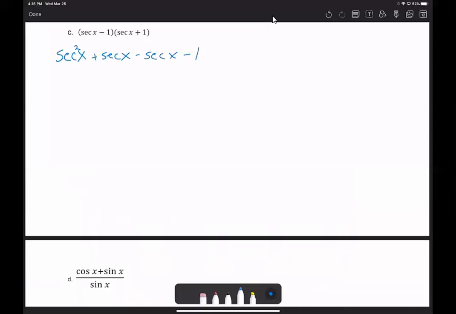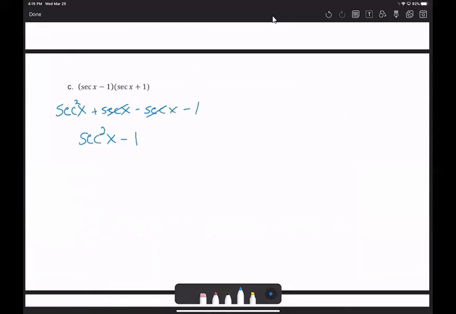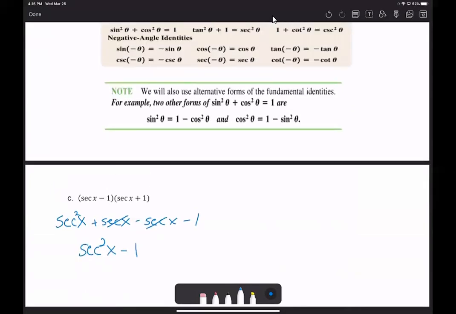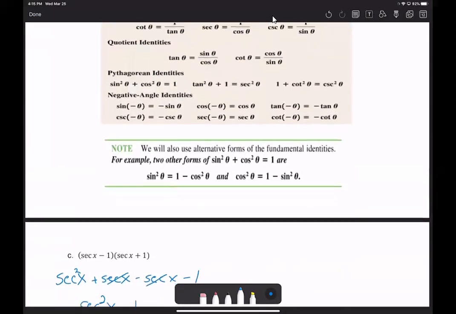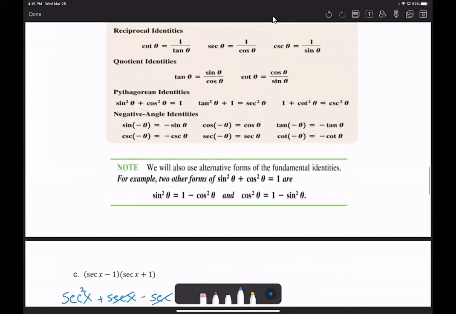Well, these were conjugates, so these are going to cancel. That's going to leave us secant squared x minus 1. Now I've got a 1 and I've got a square, so let's look back here and see the Pythagorean identity that's got a secant and a 1. We're going to look at this.